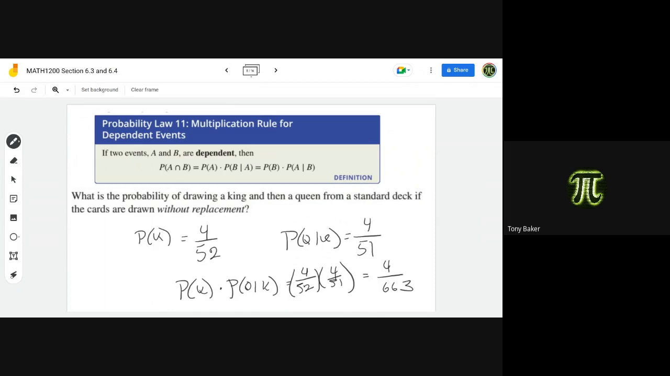If I had said 2 kings, what would the second fraction have been? The first fraction would have been 4 out of 52, right? That wouldn't have changed. What would the second one have been? How many kings are left in the deck? 3. How many cards? 51. So it would have been 4 out of 52 and then 3 out of 51, because I already pulled the king. Does that make sense? You see the difference between those two? So when you're thinking about it that way, you have to figure out what's going on.